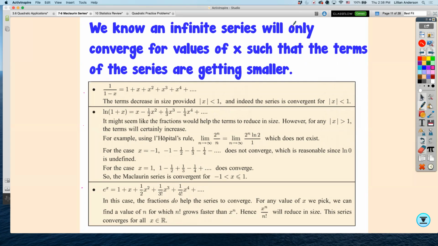So for the case of x equals -1, for this particular function, if I were to plug in -1, these will be the terms of my series. That's not going to converge. It's going to continue to get closer to essentially a larger negative number, okay? And it's kind of reasonable because ln of 0 is undefined and we can't take the ln of 0, so that makes sense why it wouldn't converge. If that particular x value makes it undefined for the function, then no, it's not going to converge to a particular value.